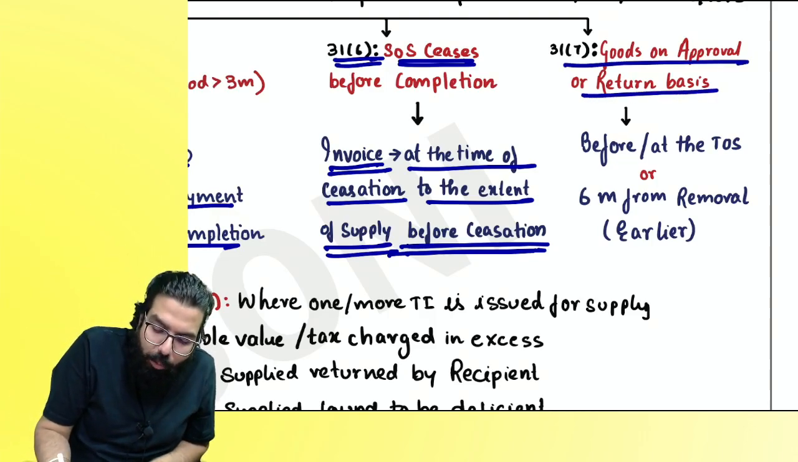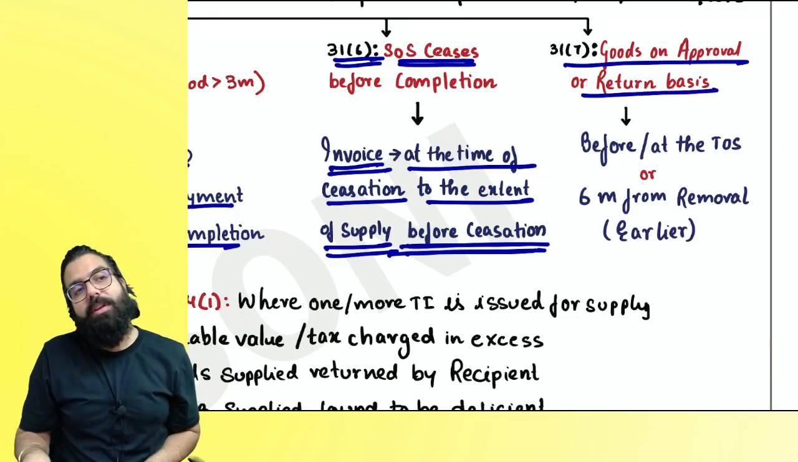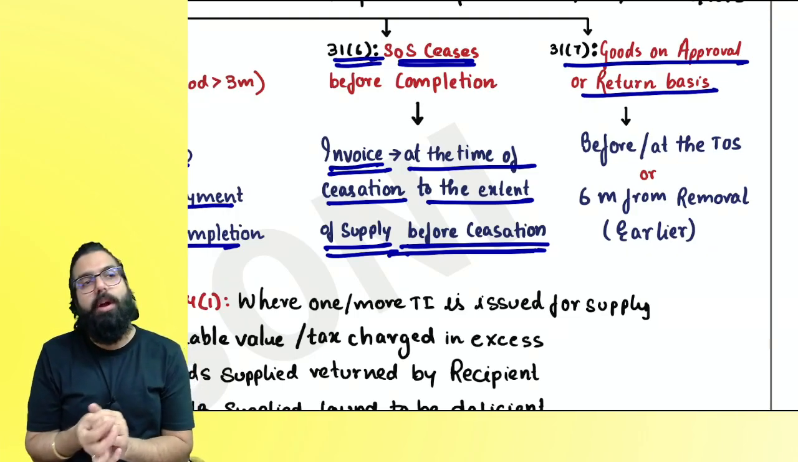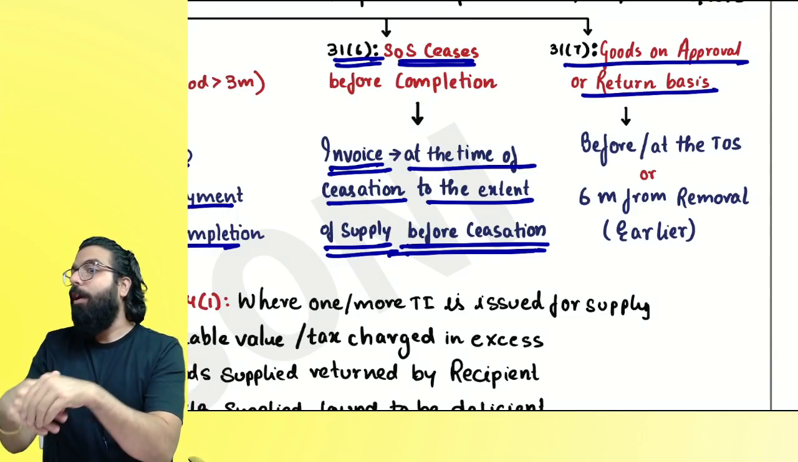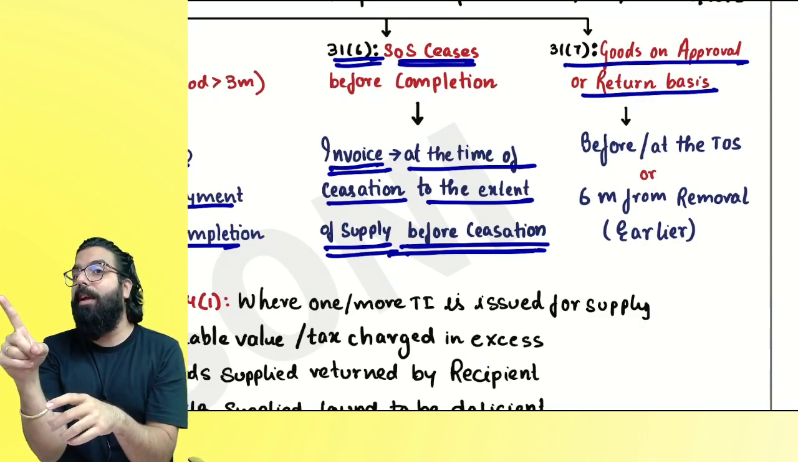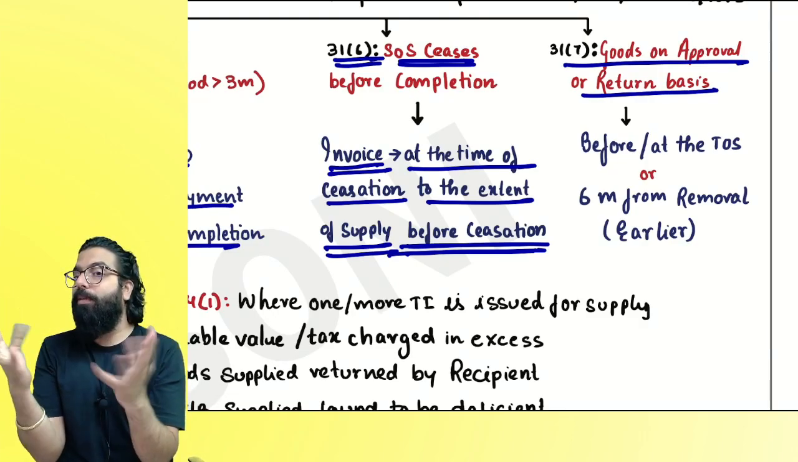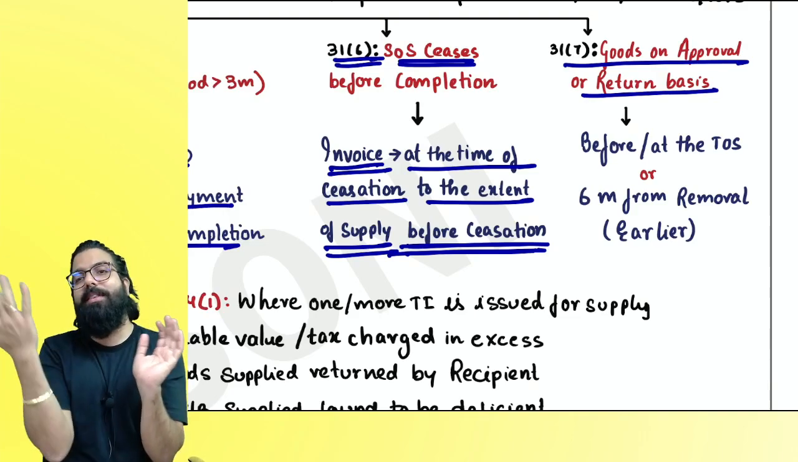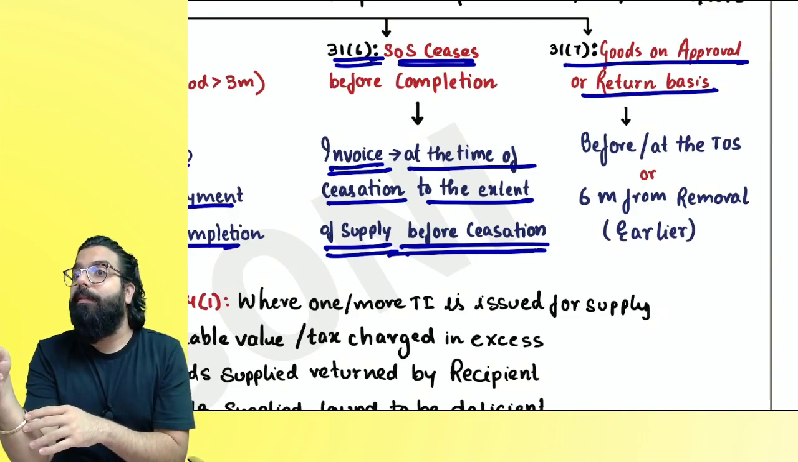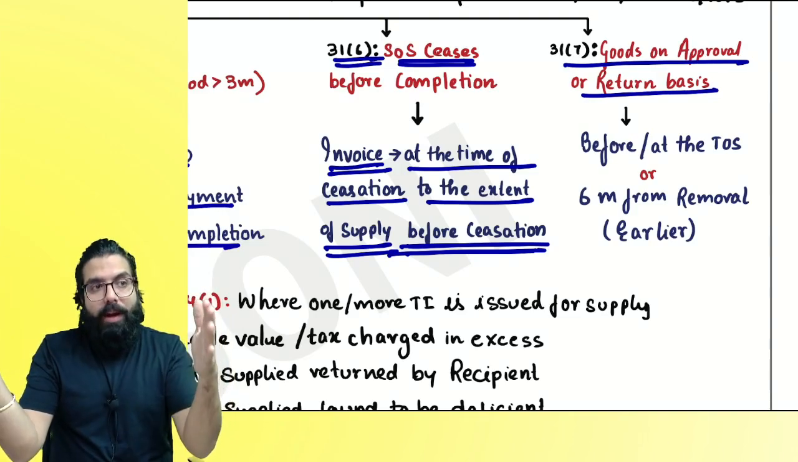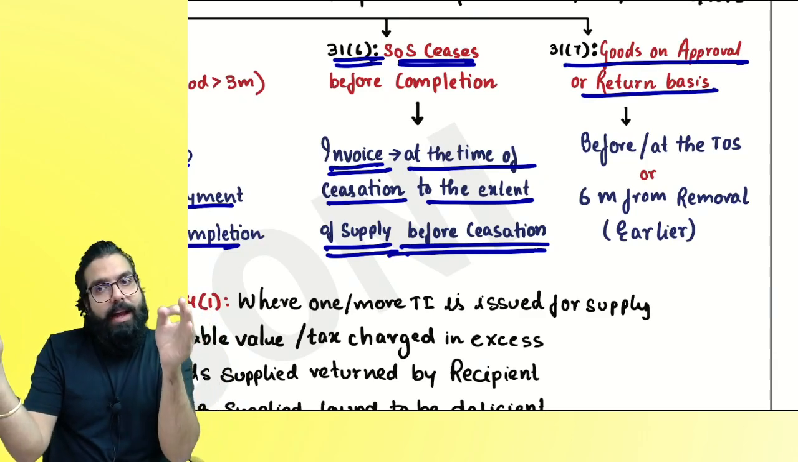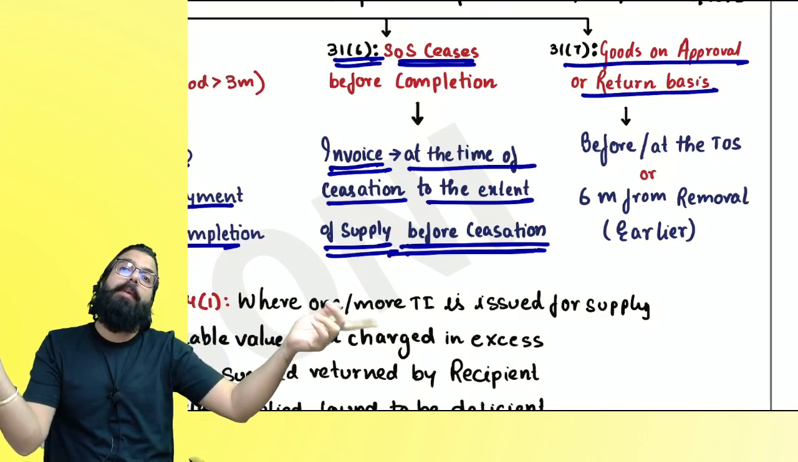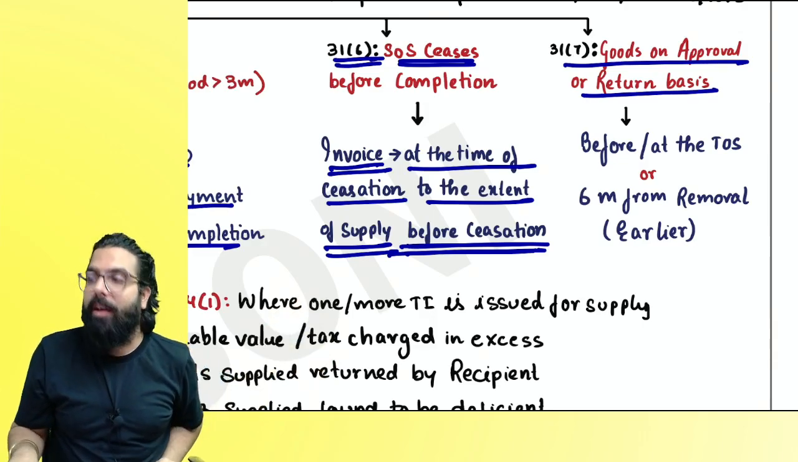Sir, goods sent on approval or return basis. Section 31.7 says whenever you are sending goods on approval, always remember one thing: you should not raise the invoice at the time of sending. At the time of sending, you should issue just a delivery challan and send. Sir, invoice when? When the approval is given, that is, before or at the time of supply, or 6 months from the date of removal, whichever is earlier.